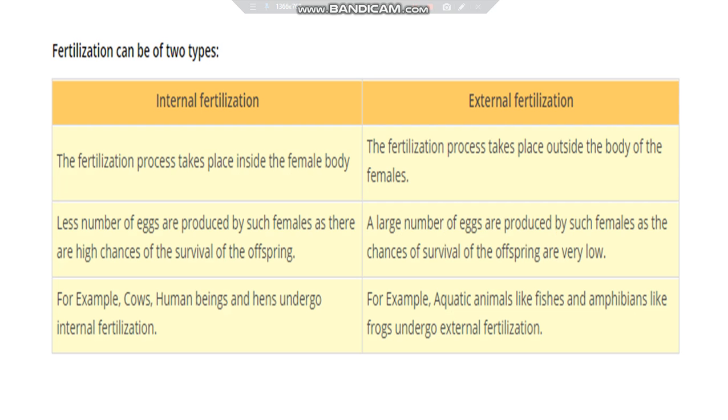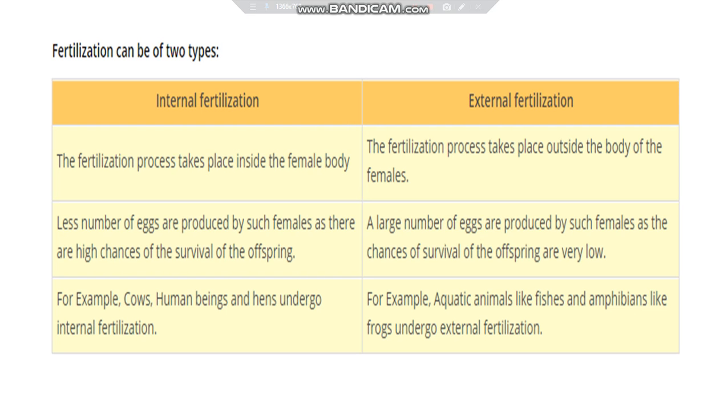Fertilization can be of two types: internal fertilization and external fertilization. When the fertilization process takes place inside the female body, it is internal fertilization. In internal fertilization, a smaller number of eggs are produced by such females as there is a high chance of survival of the offspring. For example, cows, human beings and hens undergo internal fertilization.